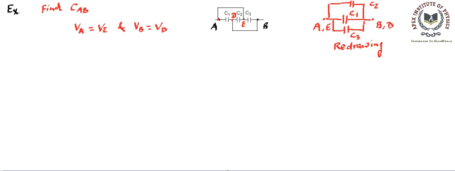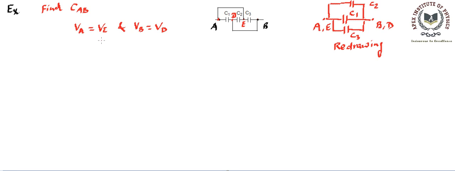Now you have connected C1, C2, C3 across the points where they were connected. Now this redrawn circuit, if you look at it carefully, we will be able to identify the combinations in which C1, C2, C3 are connected. Can we identify the combinations? Yes, we can identify this combination as a parallel combination.